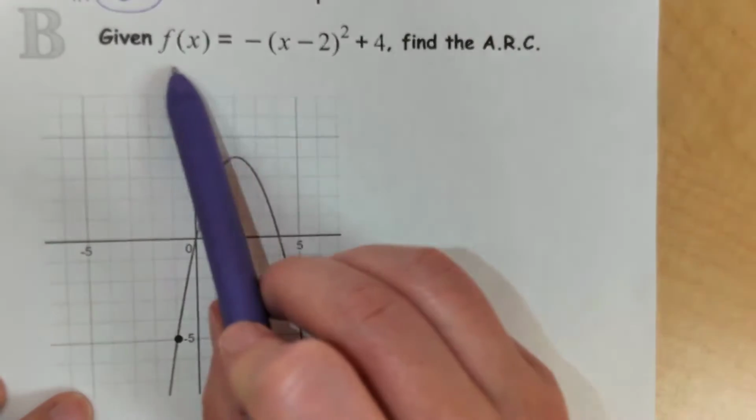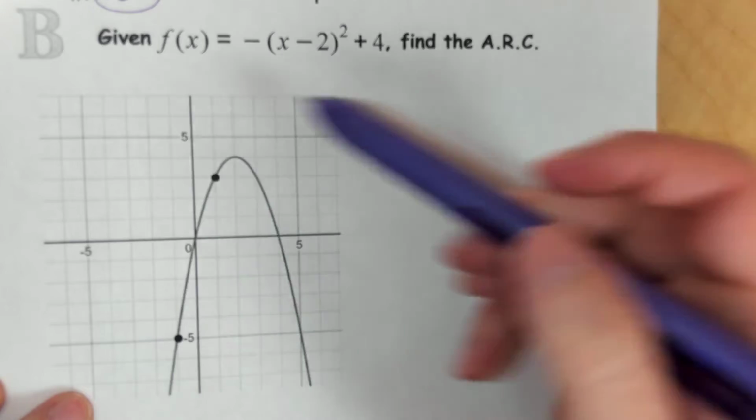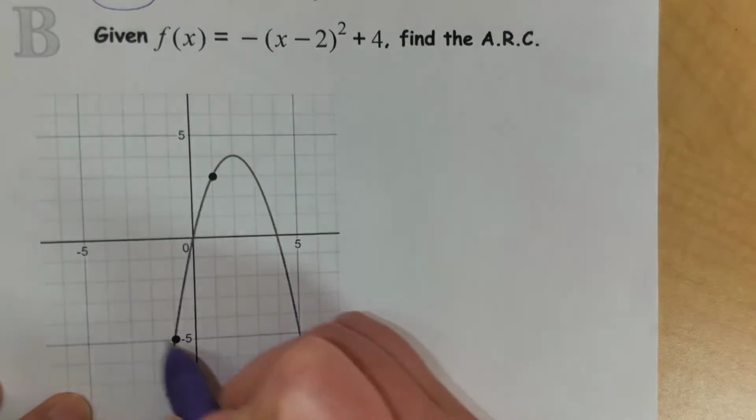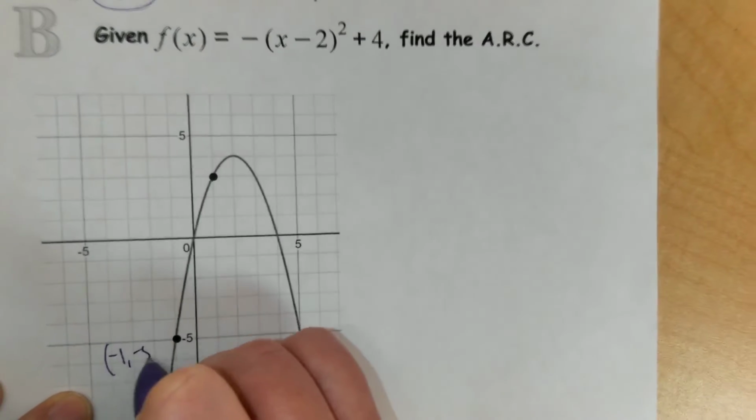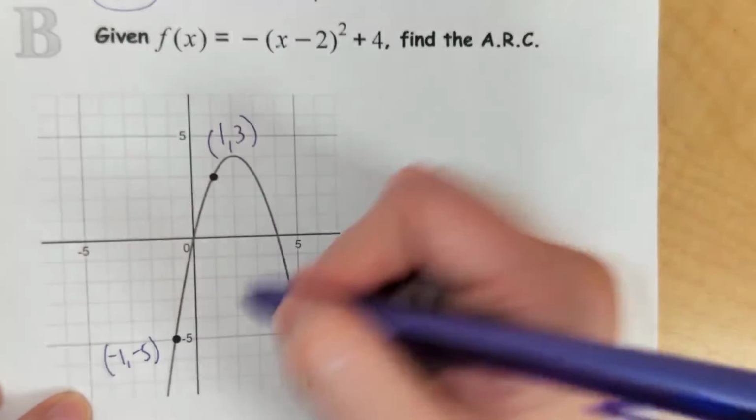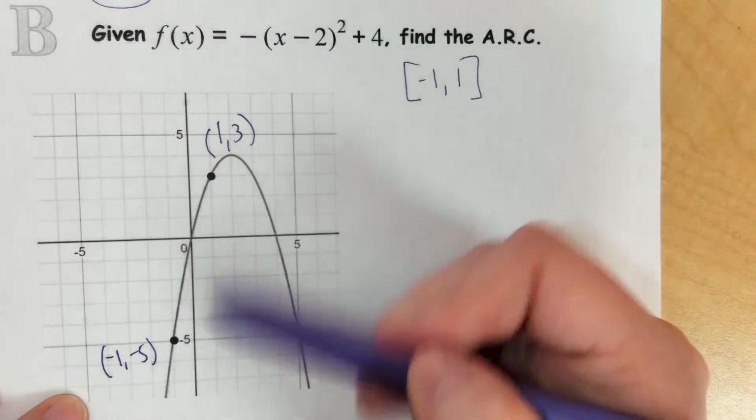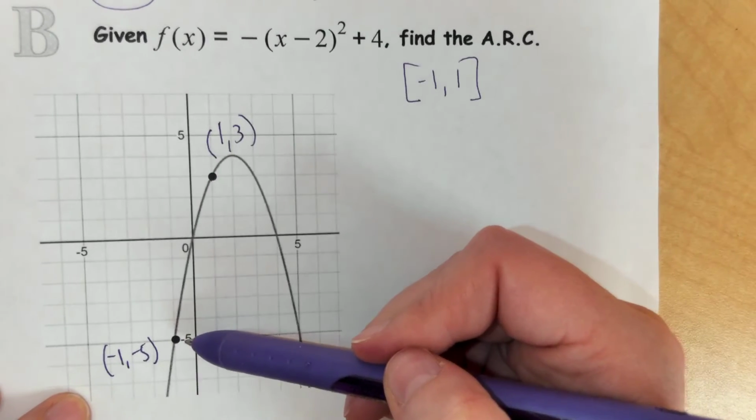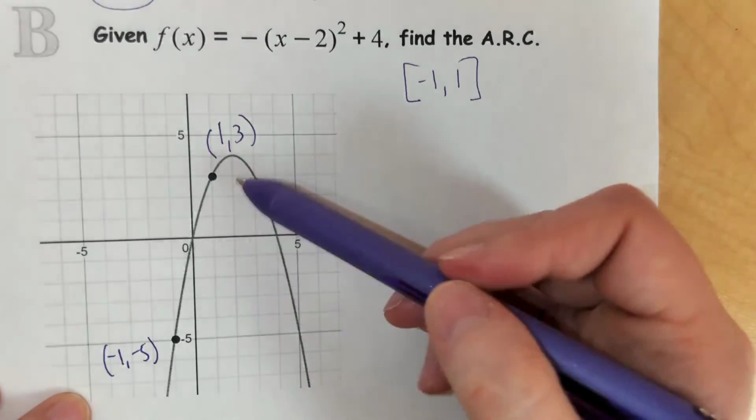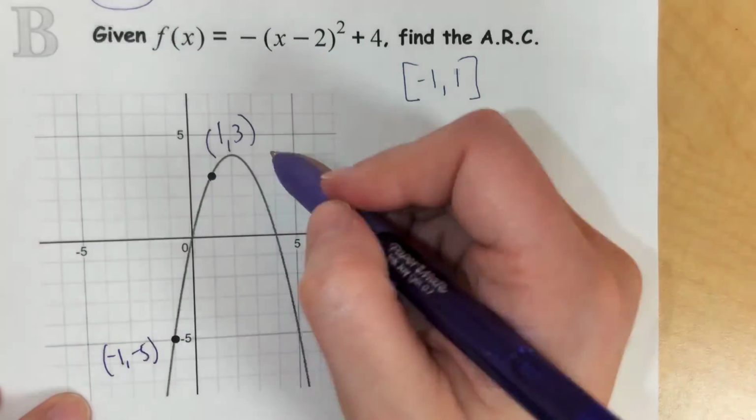Now we are given a different equation. This is what it looks like on the graph, and we're asked to find the average rate of change between these two numbers, from here to here. This is the point negative 1, negative 5, and this is the point 1, 3. So we're looking at the interval from negative 1 to 1. Luckily, we've already been given the y values, so we didn't have to do the calculations, but we could have plugged those in and gotten the corresponding y values.